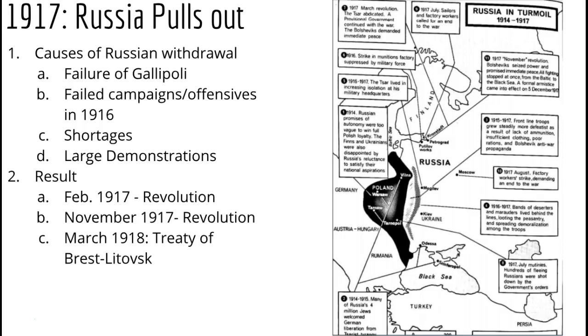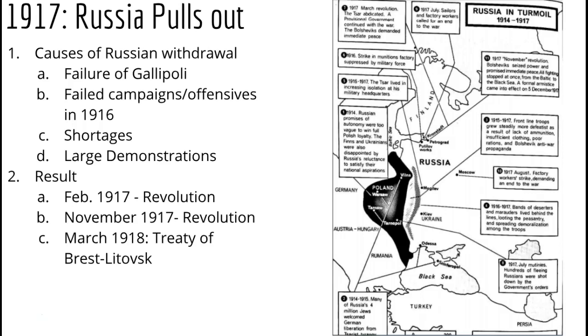We see that Gallipoli campaign to be a complete failure. We're looking at in the ballpark of 250,000 casualties in this failed campaign to open up that warm water access to Russia for the Allies. We see Russia having failed campaigns and offensives in 1916.